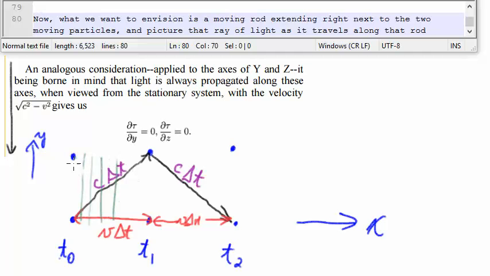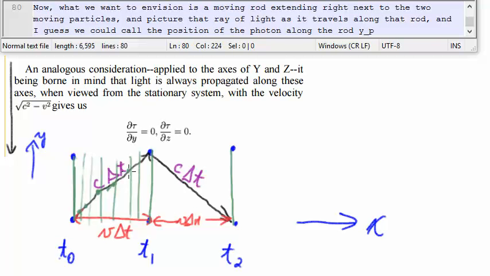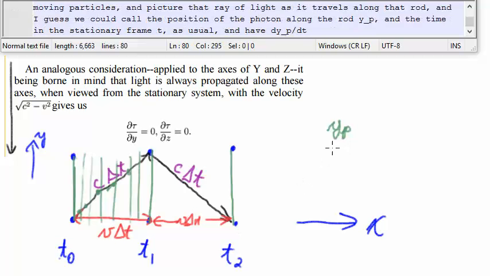Now what we want to envision is a moving rod between those two particles, and we picture the ray of light moving alongside that moving rod. We could call the position of the photon along the rod y sub p, y photon, and the time in the stationary frame is t, as usual. So this is the t stationary.